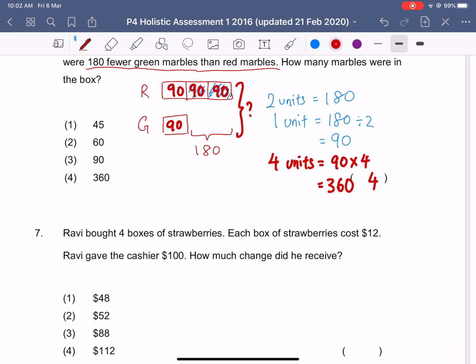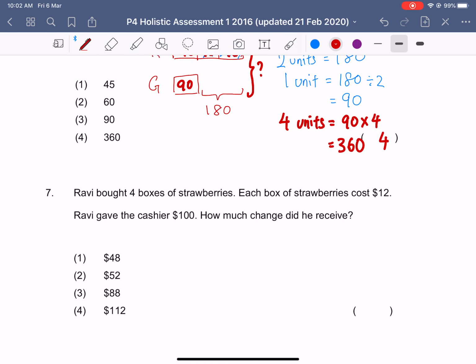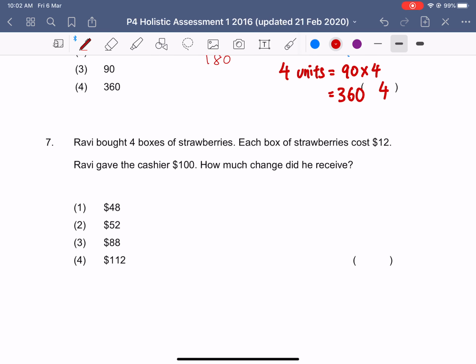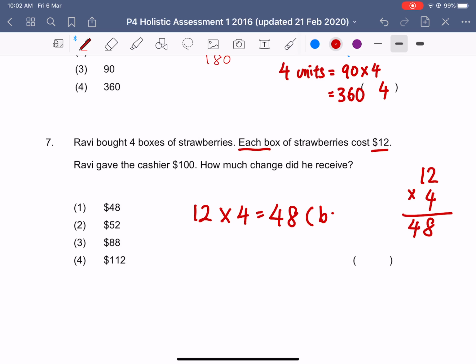Alright, now question number 7. Ravi bought 4 boxes of strawberries. Each box cost $12. So let's for now find out how much total Ravi has to pay for the 4 boxes. 12 times 4. Okay, so we multiply and we get 48. This is for the price of 4 boxes.